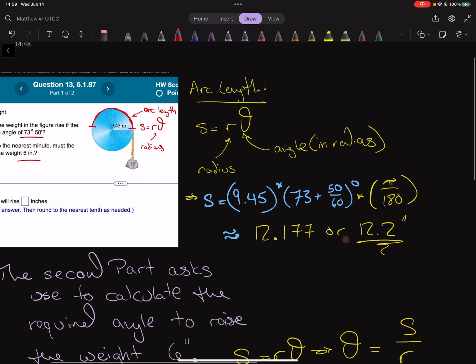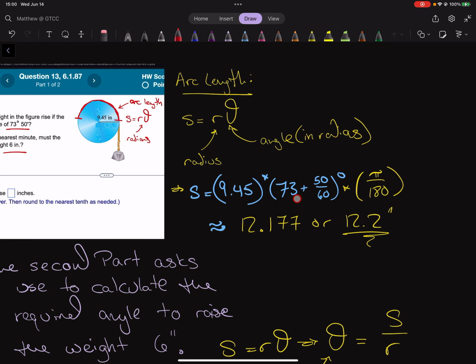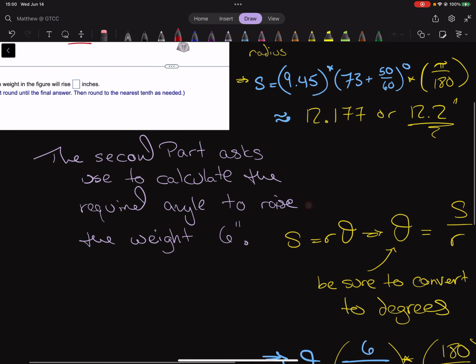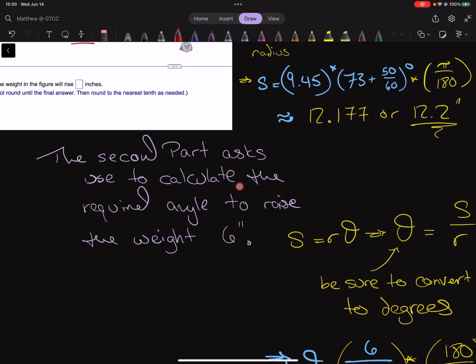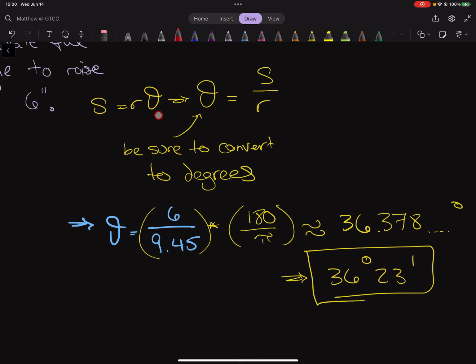Now, the second part of the question wants us to determine the angle that this pulley must be rotated to raise the weight 6 inches. It's obviously going to be less than 73 degrees, because 73 degrees raised it 12 and something inches. The second part asks us to calculate the required angle, and we still use the formula for arc length, S equals R theta, but we rearrange it to isolate theta and determine what that angle is.